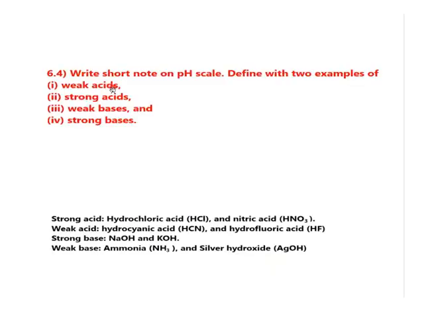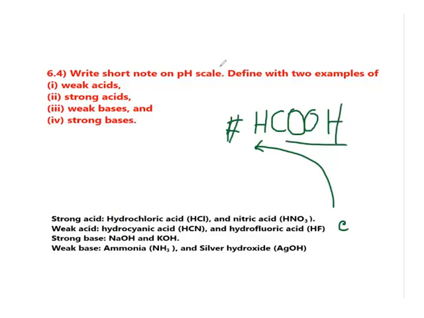All acids which contain carbon are weak acids. For example, hydrocyanic acid also contains carbon, then hydrofluoric acid. So these are the examples. Generally organic acids, then formic acid, HCOOH, it is formic acid.